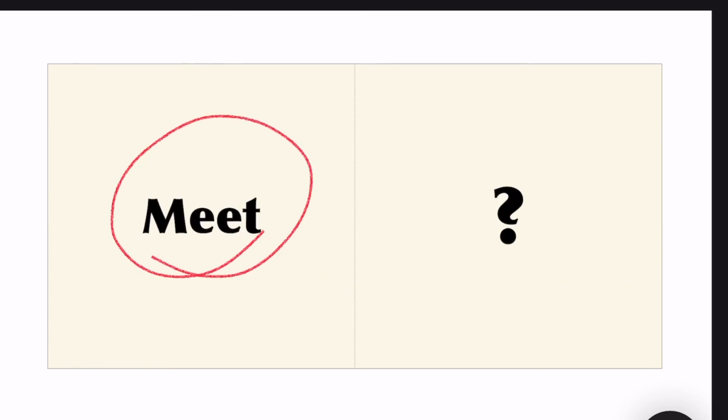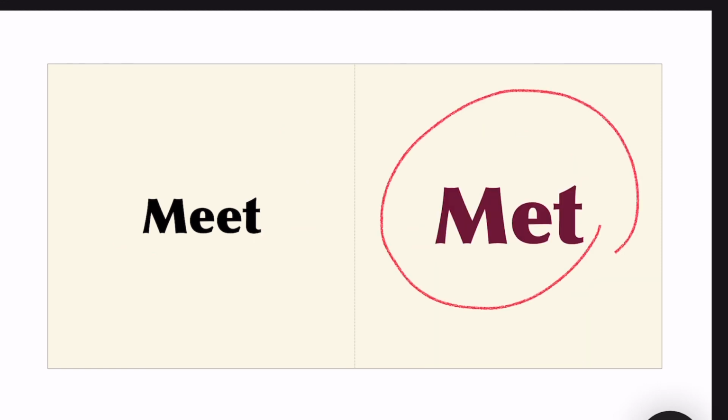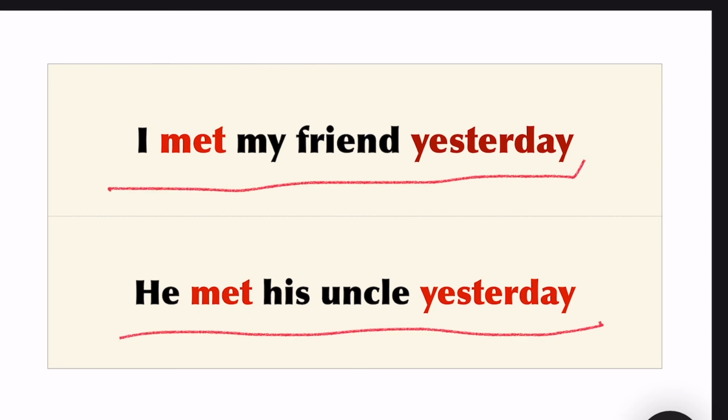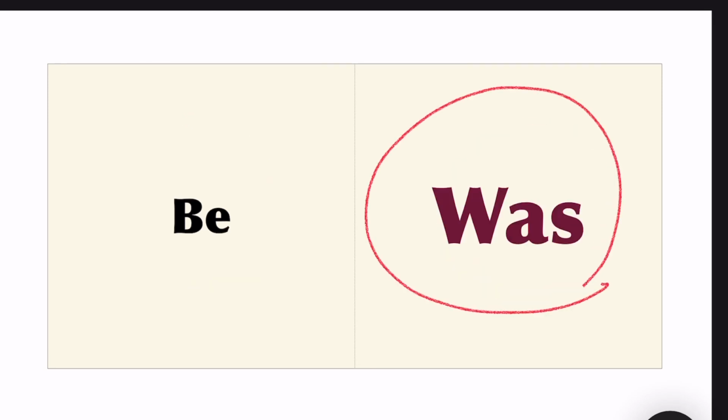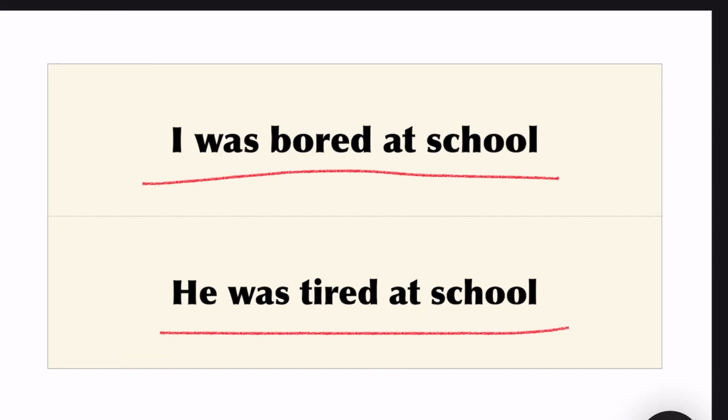Meet. The past form of the verb meet is met. I met my friend yesterday. He met his uncle yesterday. And the last one, be. What is the past form of the verb be? That is was. I was bored at school. He was tired at school.